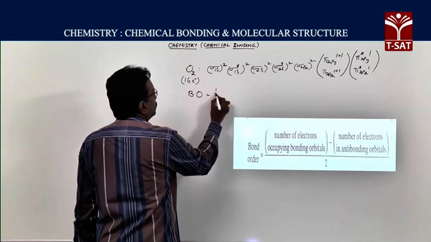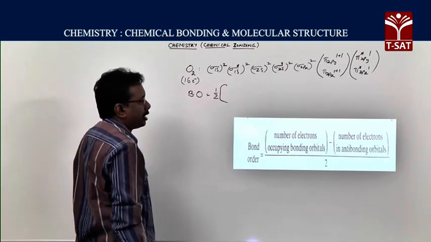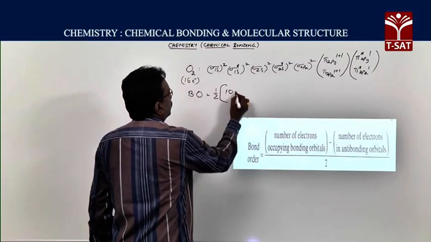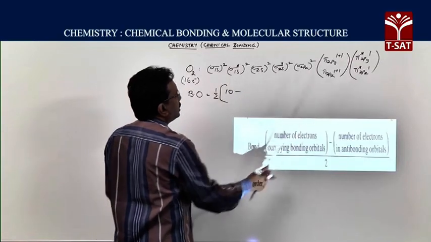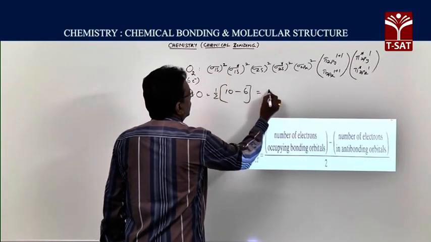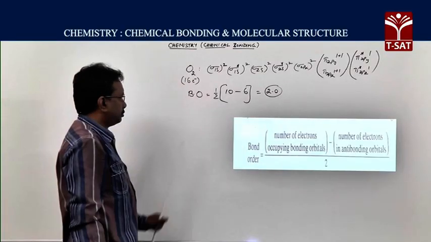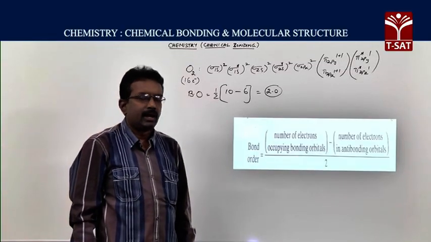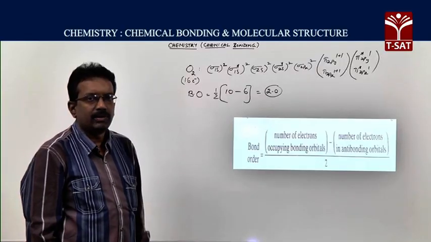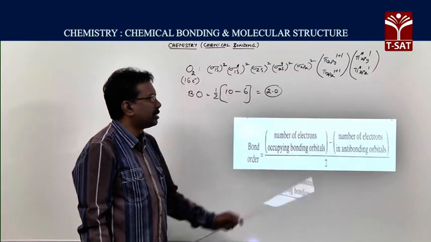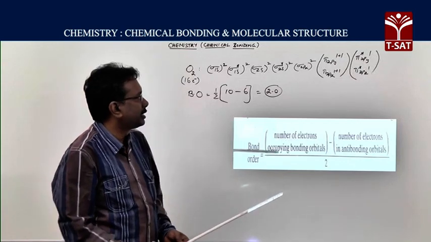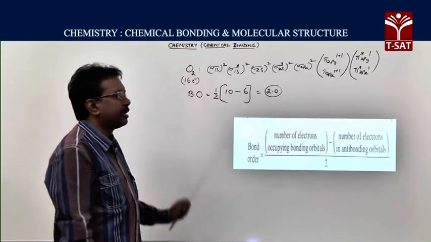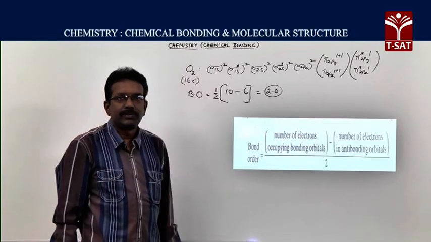So bond order is equal to half of the number of electrons occupying bonding orbitals, 2, 4, 6, 8, 10, minus the number in anti-bonding orbitals, 2, 4, 5, 6, that is 2.0. So the bond order of oxygen is 2. What we observed in the previous classes also, in the oxygen molecule, between oxygen and oxygen we have double bond character. That is also supported by bond order 2. But the important advantage of molecular orbital theory is that, because of the availability of unpaired electrons here, this oxygen is considered a paramagnetic species.